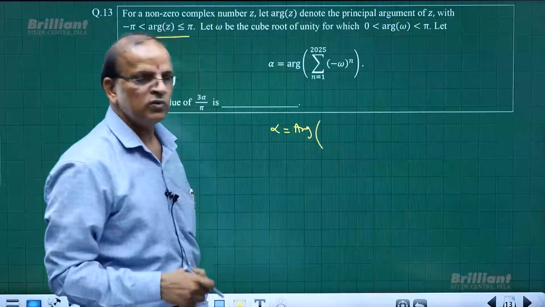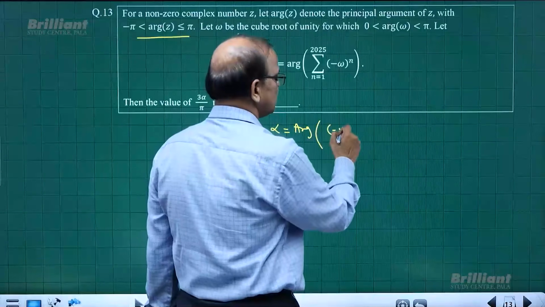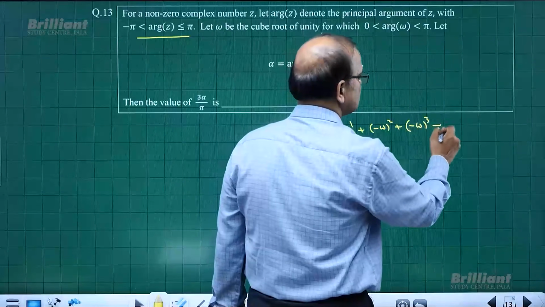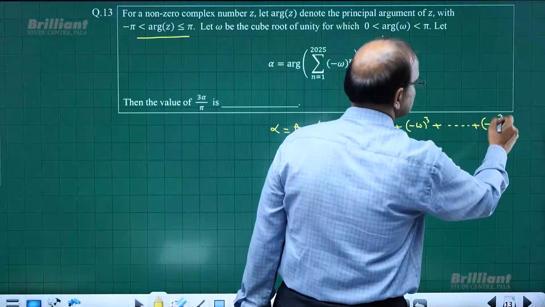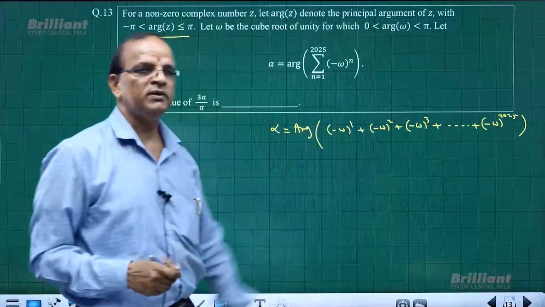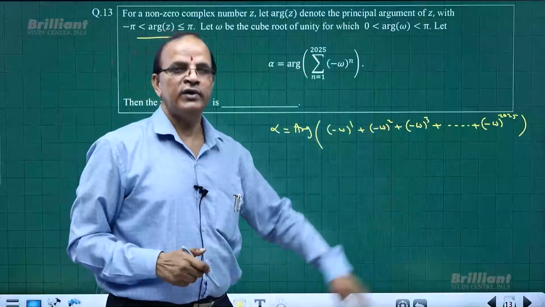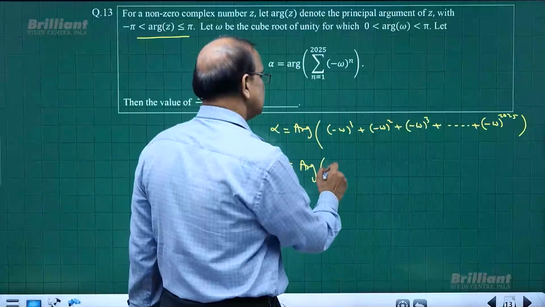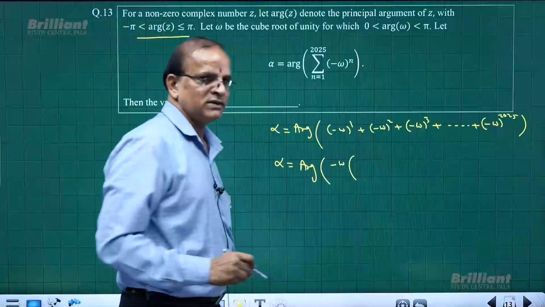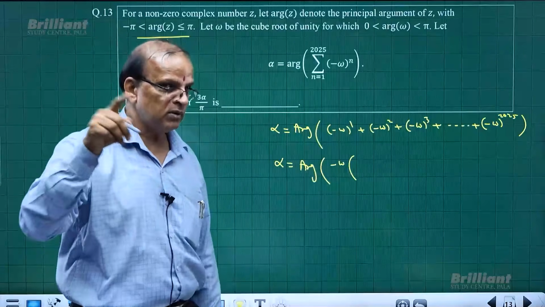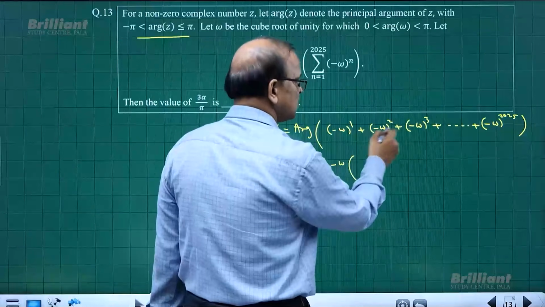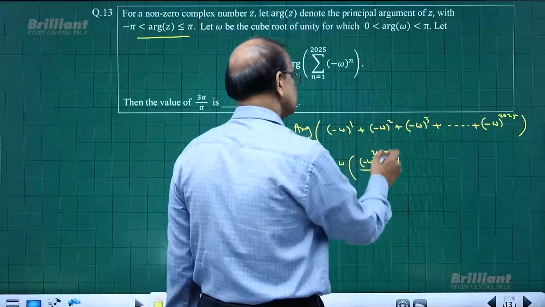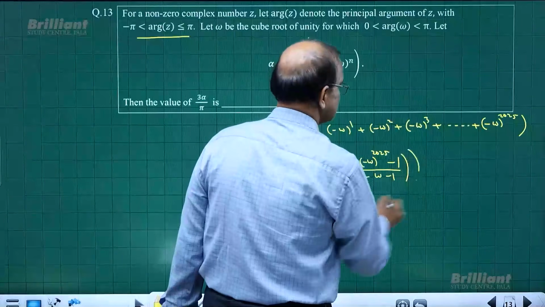you expand n is equal to 1 to 2025: minus omega power 1 plus minus omega power 2 minus omega power 3 and so on, minus omega power 2025, right. This is a GP with 2025 terms. So therefore alpha is argument of, right, minus omega, that is GP sum, A into R power n minus 1 by R minus 1, that formula I am using. Common ratio is also minus omega, power 2025 by minus omega minus 1, right.